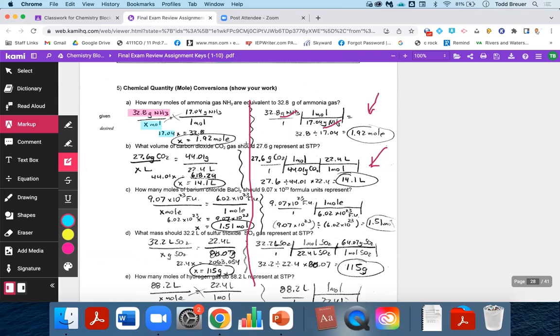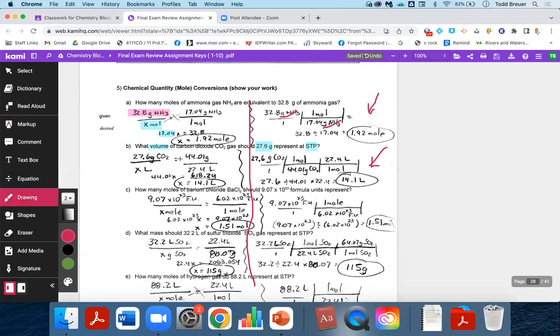So if we look at part B, we're given a mass amount of carbon dioxide. It says, tell me what the volume is of that if it were at standard temperature and pressure. So we take the given, 27.6 grams, over the desired, X number of liters. On the right side, we put the quantities equal to 1 mole. Well, 1 mole of carbon dioxide, based on its formula, called the molar mass, is 44.01 grams. 1 mole of volume is always equal to 22.4 liters, as long as it's at standard temperature and pressure.